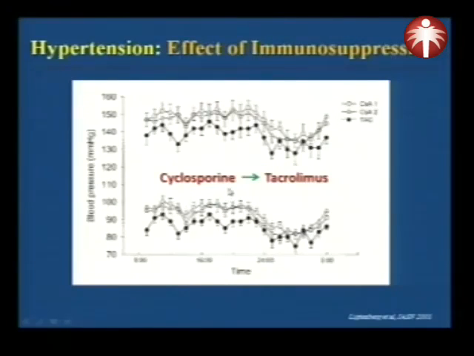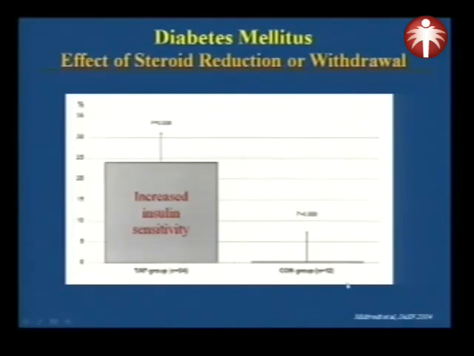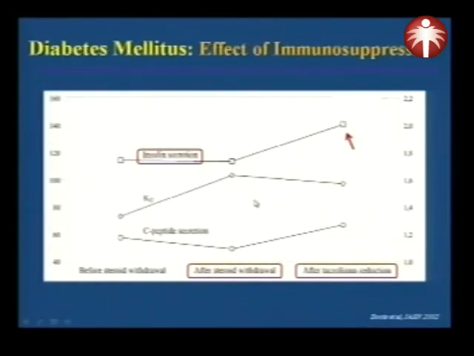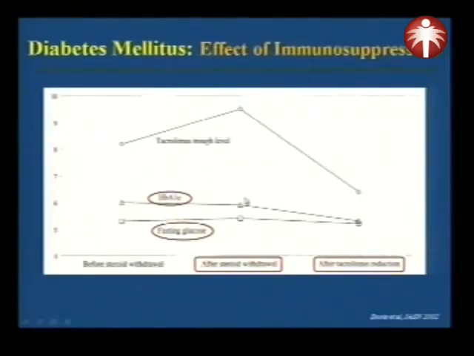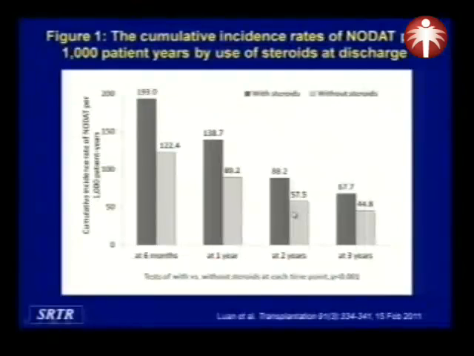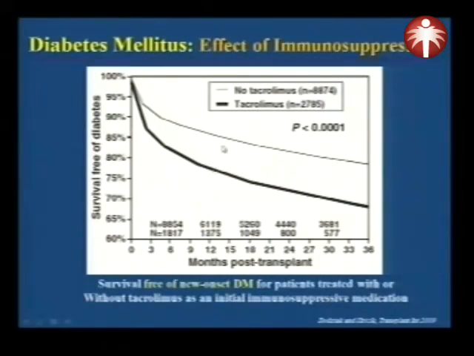And this shows that when you modify the immunosuppressive medication from cyclosporine to tacrolimus, there is a reduction in blood pressure. Again here, if you avoid the steroids, you can increase the insulin sensitivity. You can see an increase here after tacrolimus, and a drop of hemoglobin A1C here after dropping steroids and tacrolimus. Likewise, new onset diabetes is less with avoiding steroids.